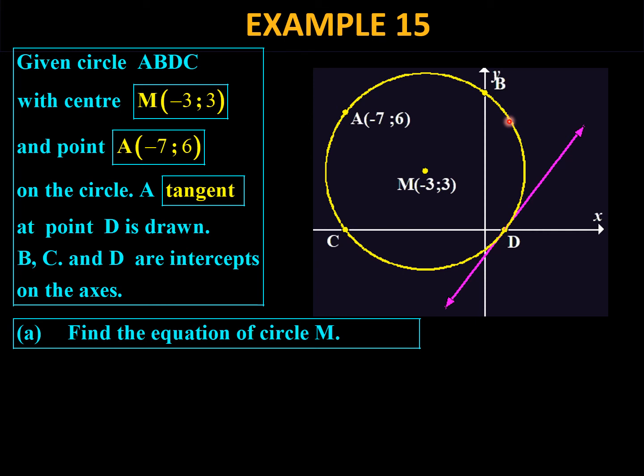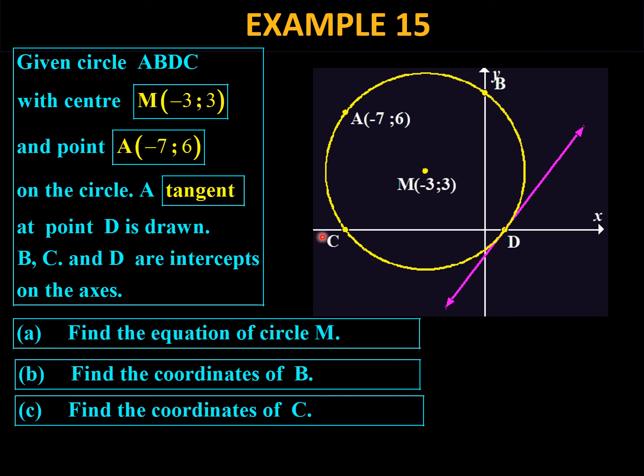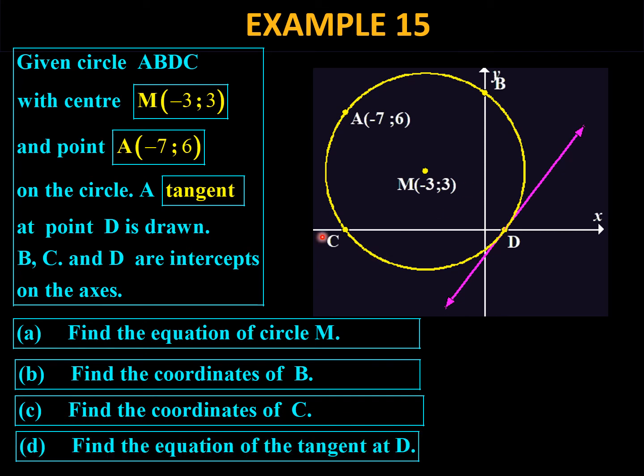Now these are the questions. Find the equation of the circle. Then we have to find the coordinates of point B, then the coordinates of point C, and then the coordinates of D. So always make sure that you understand the given information. I know AM is a radius and MD is a radius. I also know a radius and a tangent is, that's right, perpendicular. B is a y-intercept. I should know something about y-intercepts. C and D are x-intercepts. I also need to know something about the coordinates of x-intercepts.